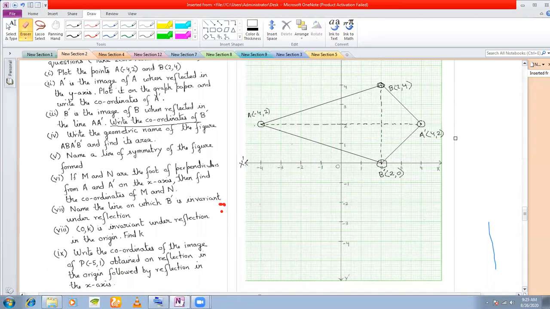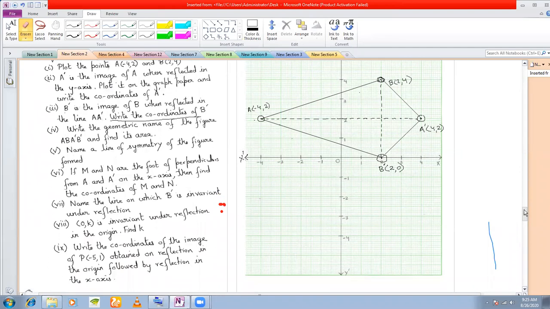Write down the geometric name of the figure AB A dashed B dashed and find its area. Can anyone tell me the geometric name of this figure? Kite. And why is it a kite? Sir, because all sides are not equal, and diagonals intersect at right angles.